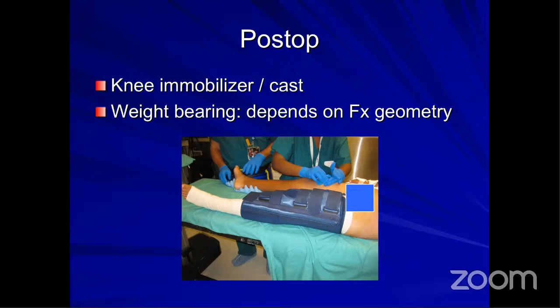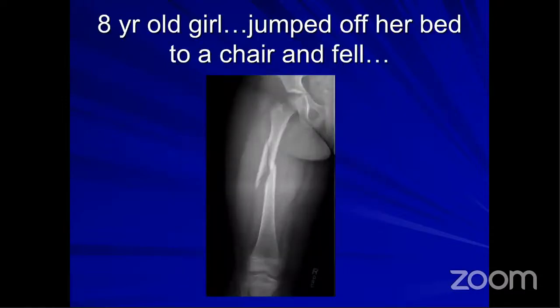And weight bearing depends on the fracture geometry. If the fracture is a transverse fracture and you're happy with the stability of the nailing, you can allow them to bear some weight early on. I'll show you some examples here for a comminuted fracture, what you can do to help negotiate your nails through.